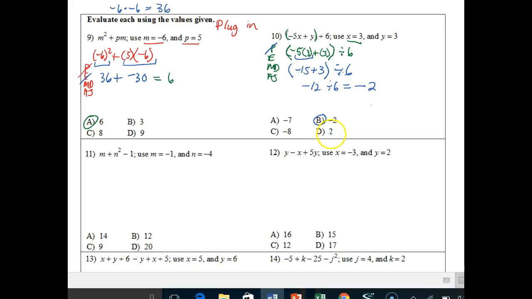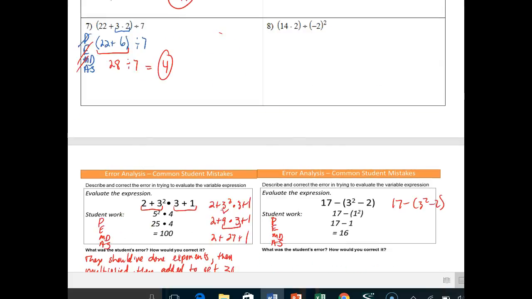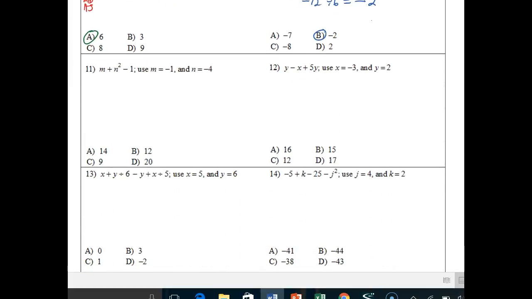And notice how they have 2 as an answer choice, right? So you could just say, oh, 12 divided by 6 is 2, and you would be wrong, right? All because you forgot the negative. Negatives matter, right? Let's scroll down. I'm going to do 11 and 13, and then I'm going to let you guys do 12 and 14.